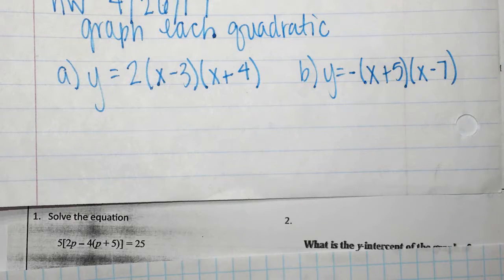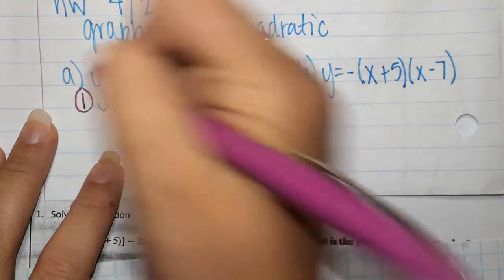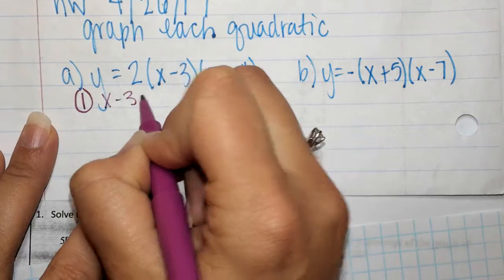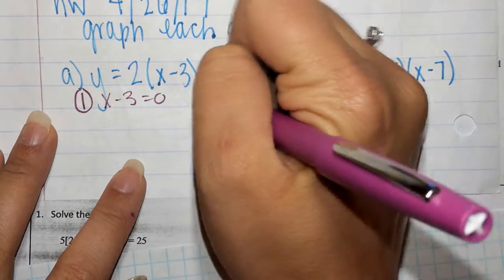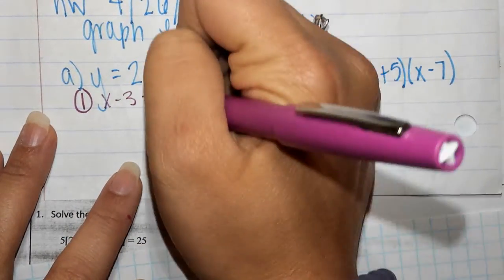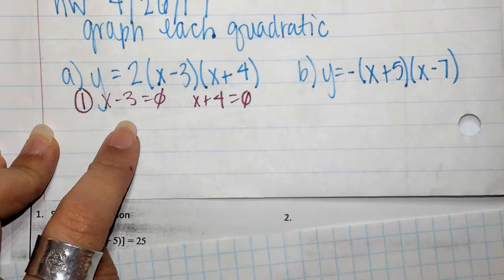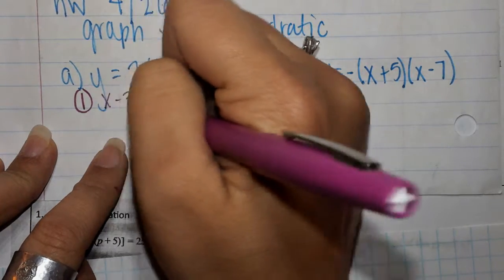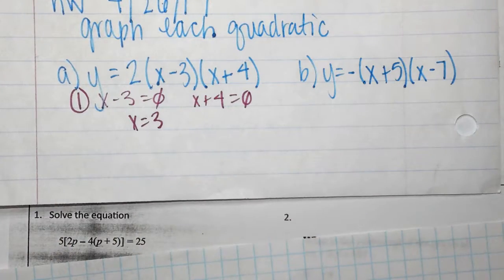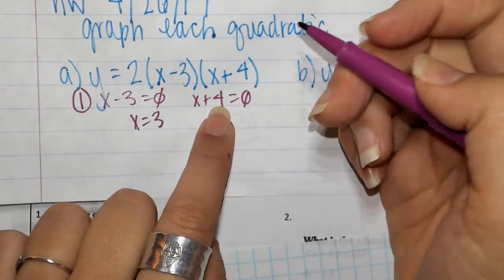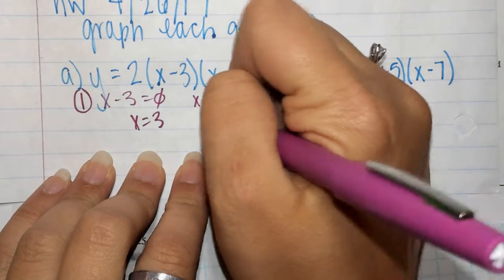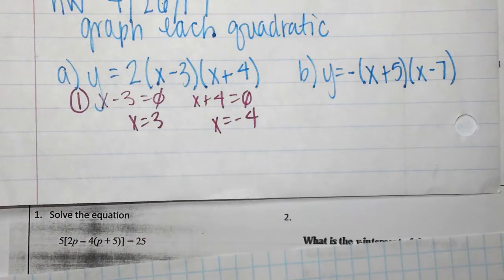Alright, so on A, the first thing you had to do was take your parts and set them equal to 0. Do we agree or disagree so far? Agree. Would I get negative 3 for my x here? No, you'll get positive 3. It's always the opposite. So what would the opposite of positive 4 be? Negative 4.